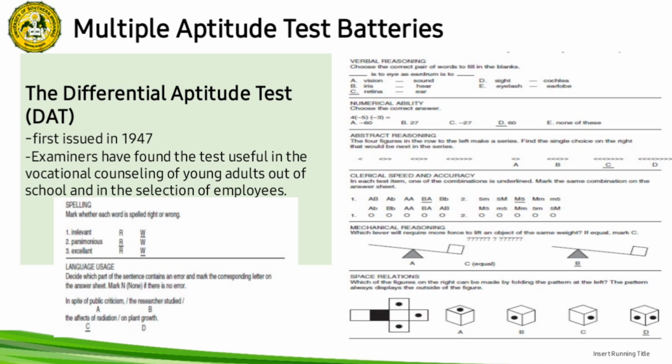Examiners have found it useful in the vocational counseling of young adults out of school and in the selection of employees. Its fifth edition is from the year 1992. The test has been periodically revised and stands as one of the most popular multiple aptitude test batteries of all time. The DAT consists of 8 independent tests, which are verbal reasoning, numerical reasoning, abstract reasoning, perceptual speed and accuracy, mechanical reasoning, space relations, spelling, and language usage. The figure in the slide presents the 8 independent tests and their examples.